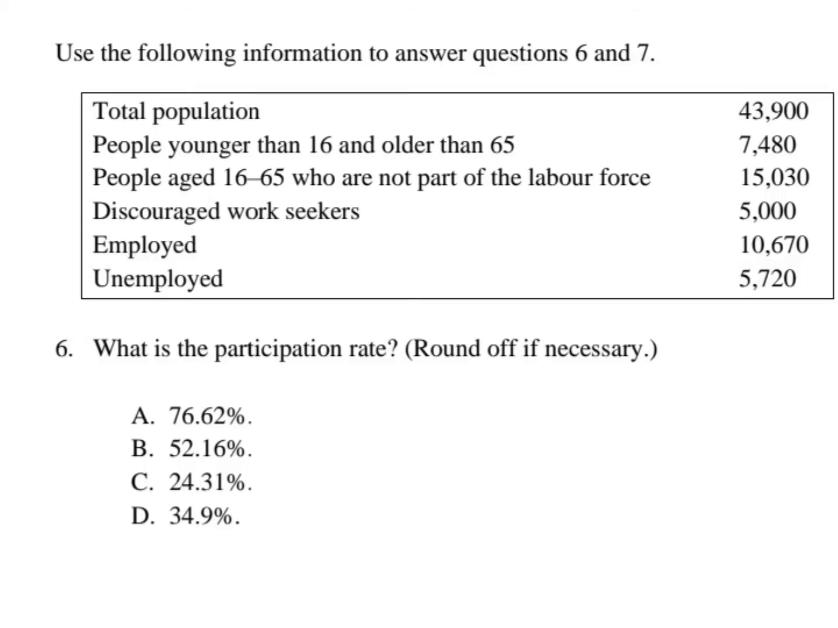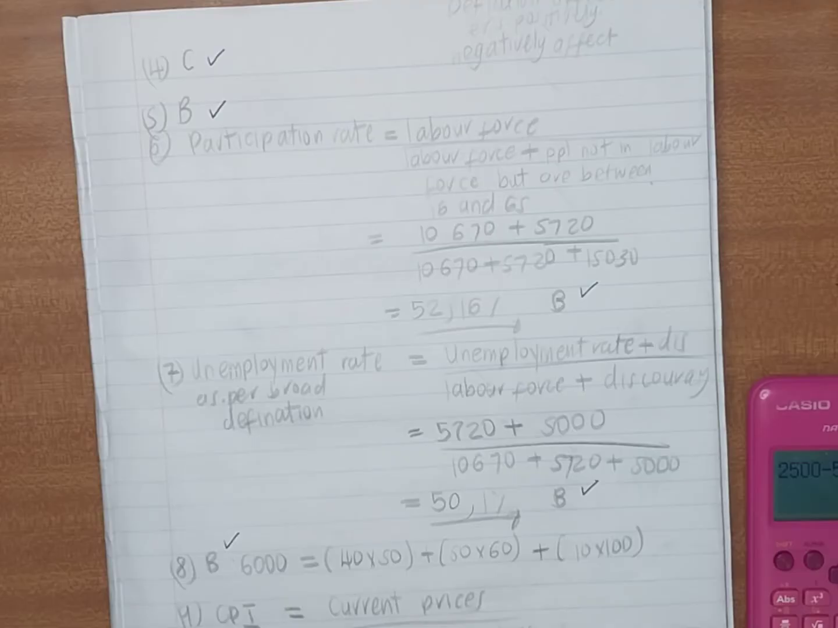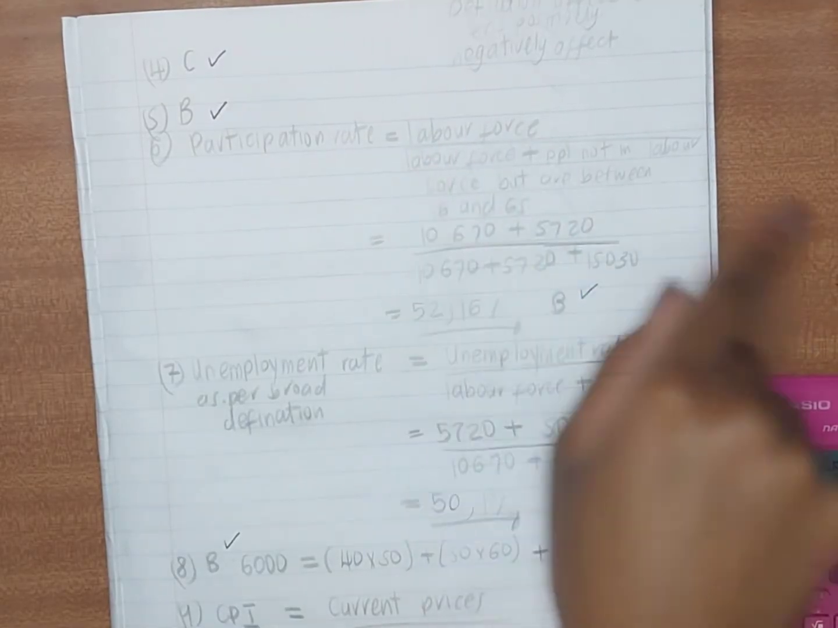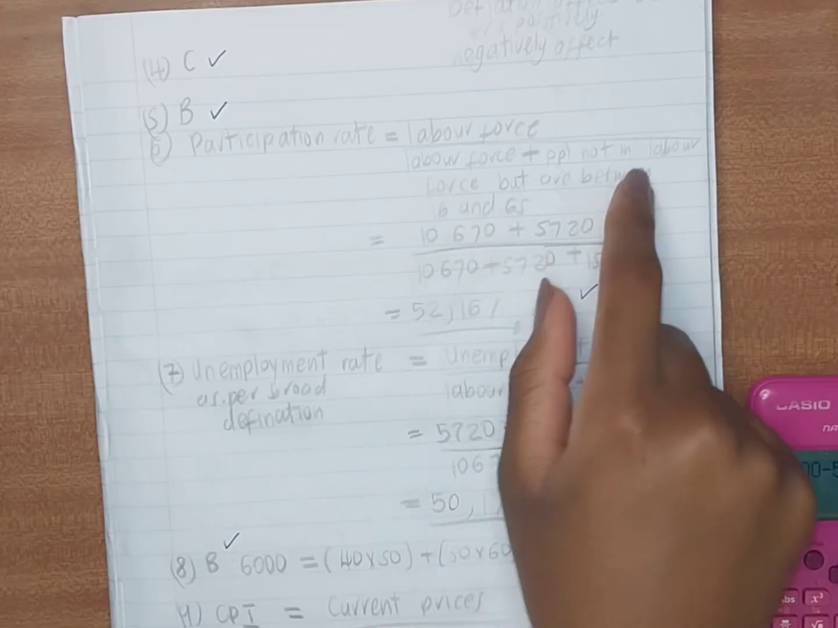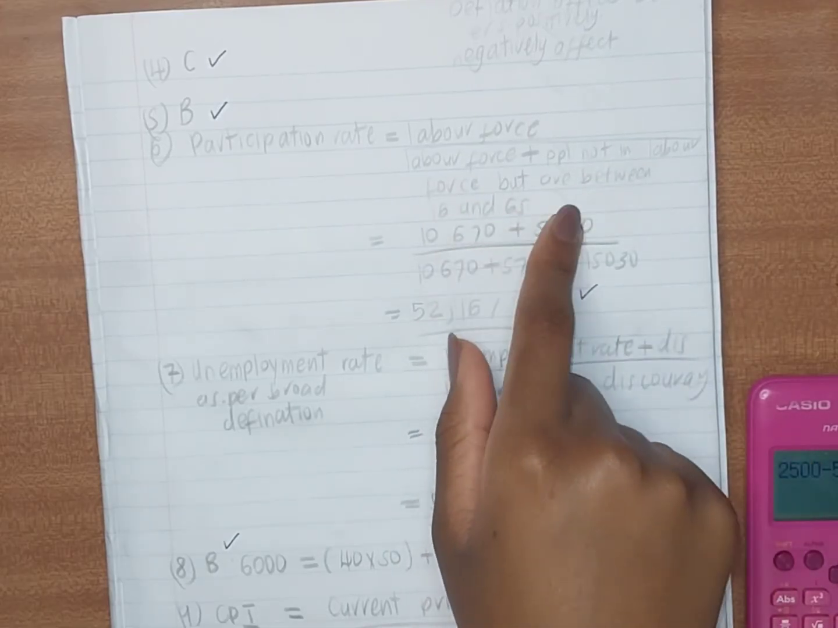Number 6 says use the following information to answer questions 6 and 7. We are given values, right? Numbers. We're given people younger than 16 and older than 65, people aged 16 to 65 who are not part of the labor force, discouraged work seekers, employed and unemployed, right? And we are asked to calculate the participation rate. So what is the participation rate? It is the labor force over the labor force plus people not in the labor force but who are between 16 and 65.